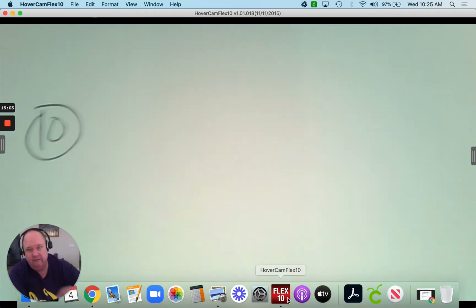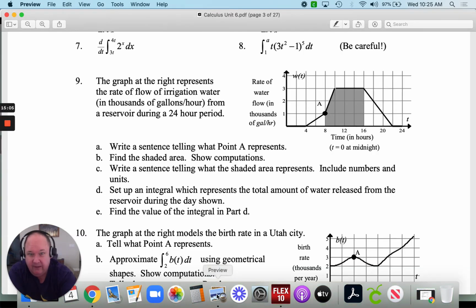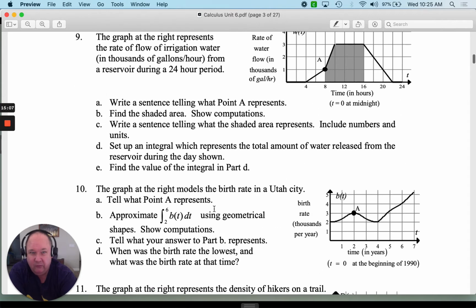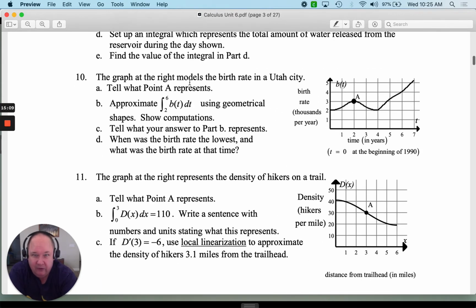Number 10. Another graph, another story. I just want you to enjoy the stories in calculus when they come up. The graph at the right represents the birth rate. Do you see that word rate? So when I see the word rate, it means it's a derivative graph.